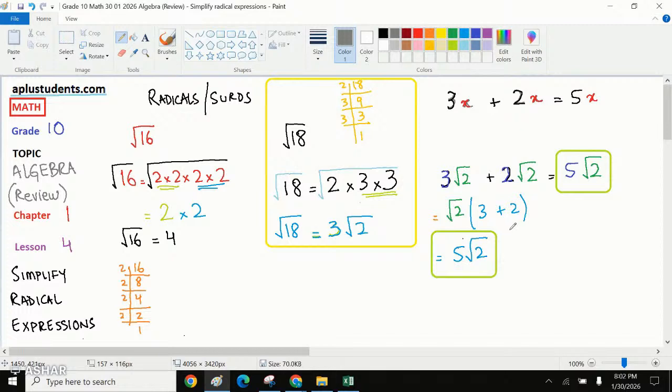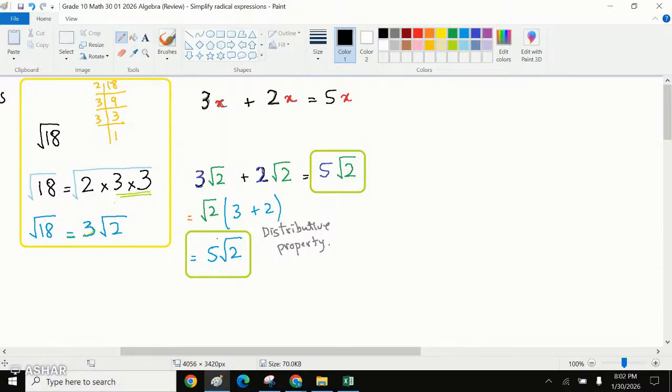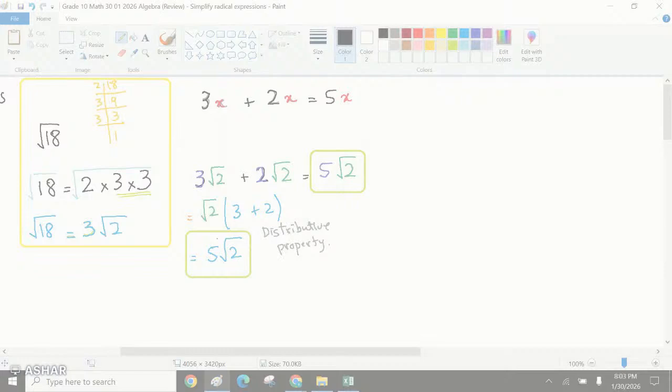This property is known as distributive, right? Distributive property. Where we would take a common is a distributive property, or otherwise we can do it directly. Any number that is not a perfect square number would be a radical number. Okay, so let's try with the first question. Irrespective of addition or subtraction in the middle.